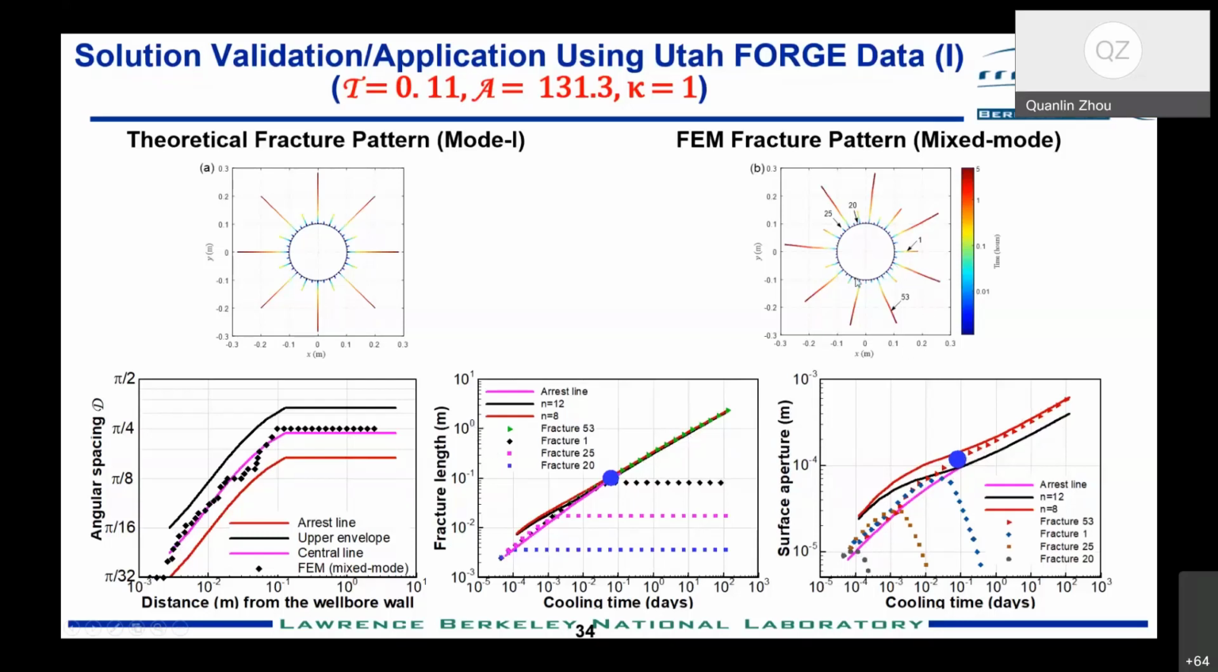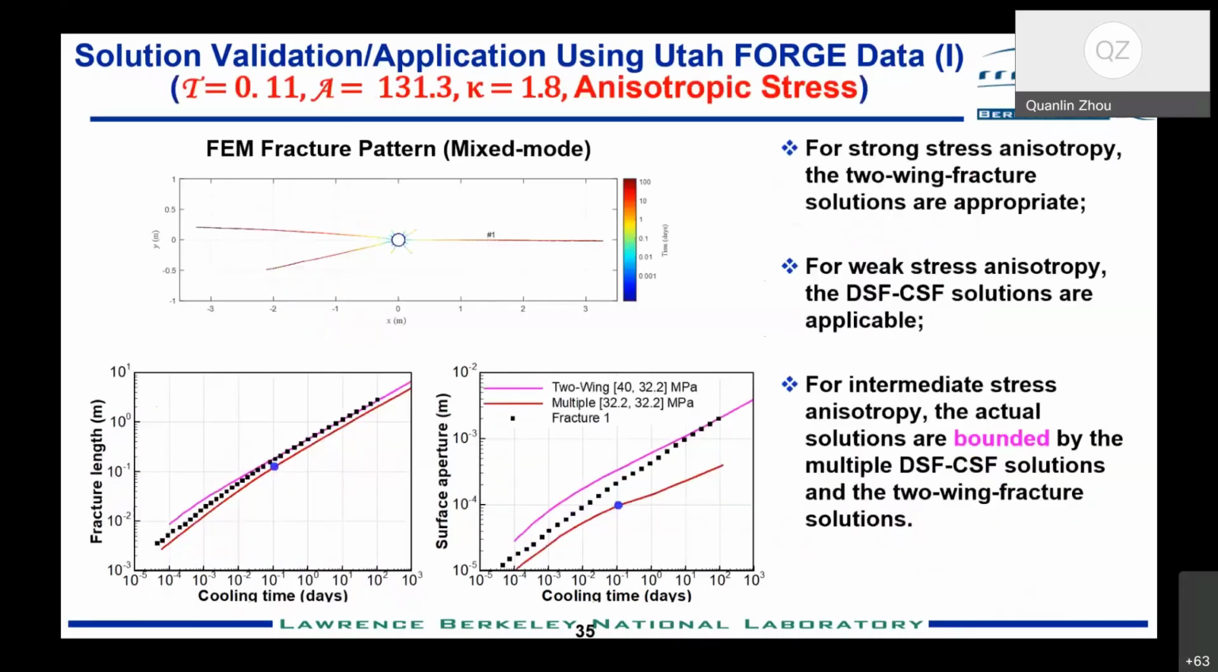But we can see, when compared with the numeric solutions, the pattern, the spacing, the length, and the surface aperture are all very close to each other. That means all solutions are validated.